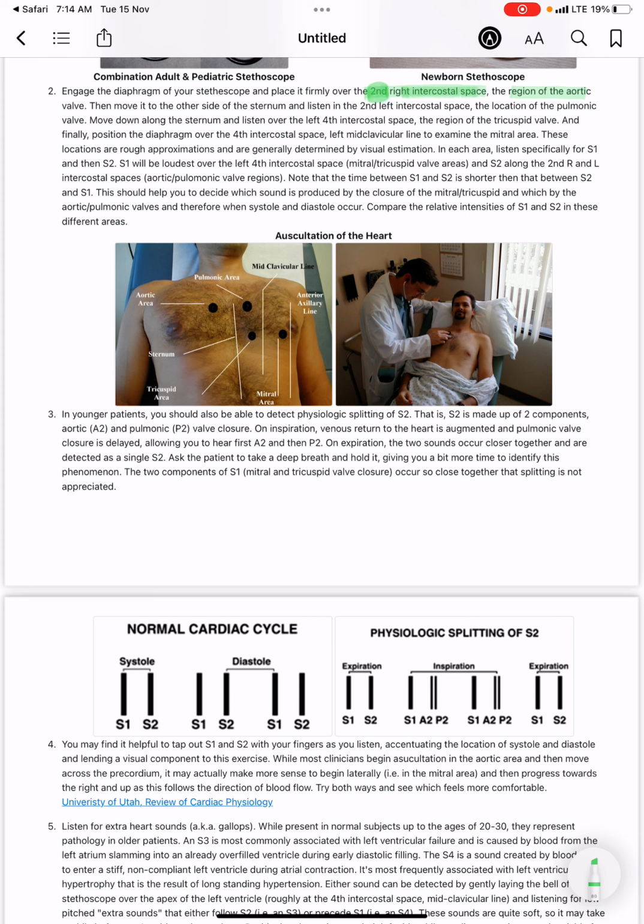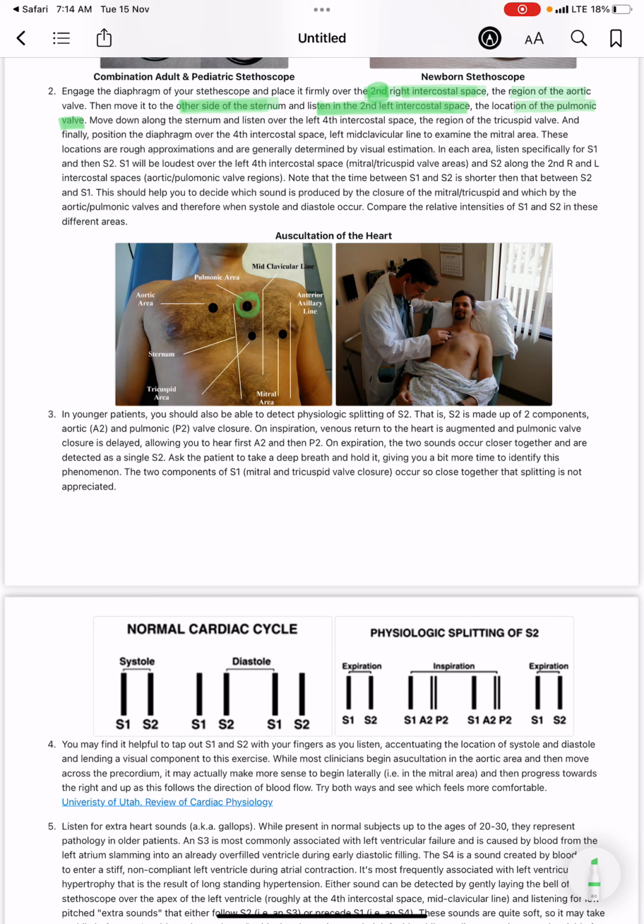Then move it to the other side of the sternum and listen in the second left intercostal space. So this is the location of the pulmonic valve. This is the pulmonic area.